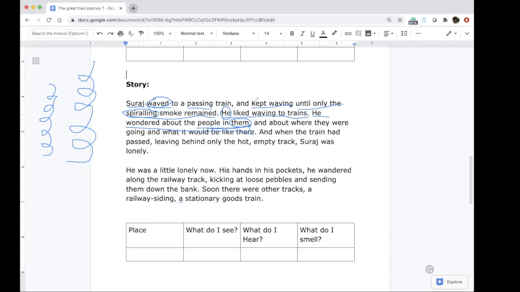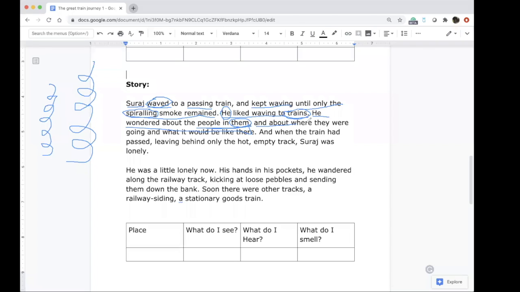No. Okay, so them doesn't refer to people, right? Them is referring to something else. From the context of the sentence, what do you think them refers to? The train. Yes, them is referring to the trains. Okay, people in trains. So he wondered about the people in trains. Who is he? Suraj. Suraj is wondering about the people in trains. Okay, what is he wondering about? We don't know, we will see.